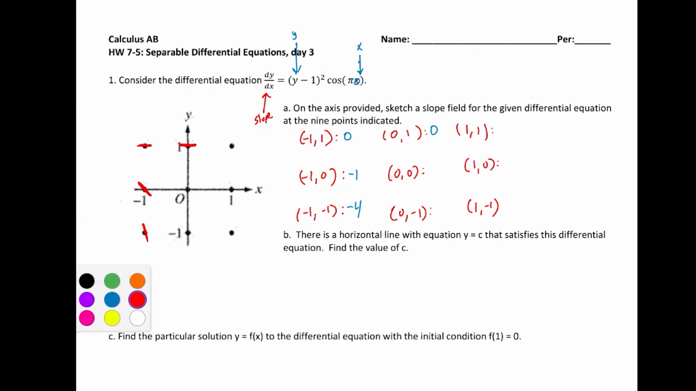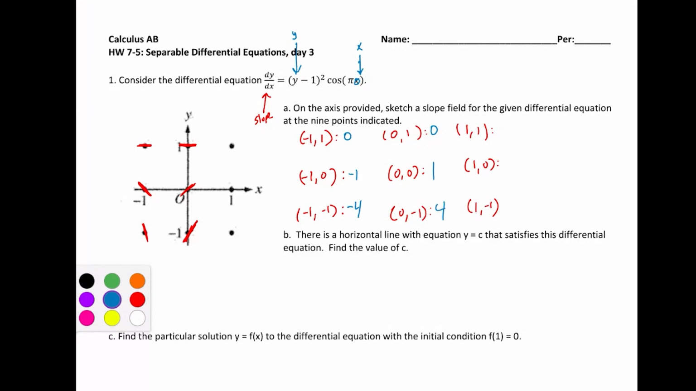At 0, comma 0, 0 minus 1 is negative 1. Negative 1 squared is positive 1. So my slope should angle up like this. And then at 0, negative 1, if I plug in negative 1 into y, I get negative 2 squared again, which is positive 4. So I have positive 4, something like this. Okay. There we go. Let's write that down.